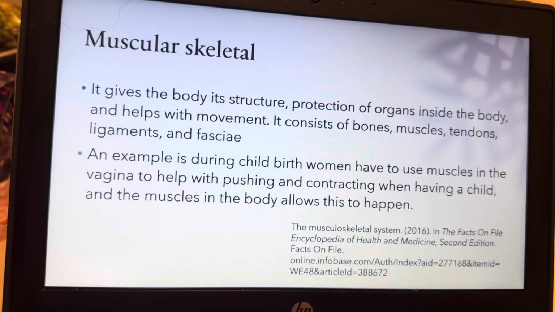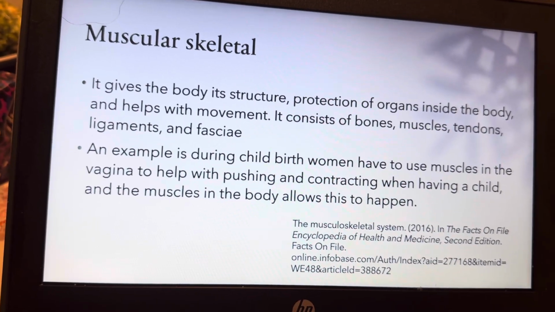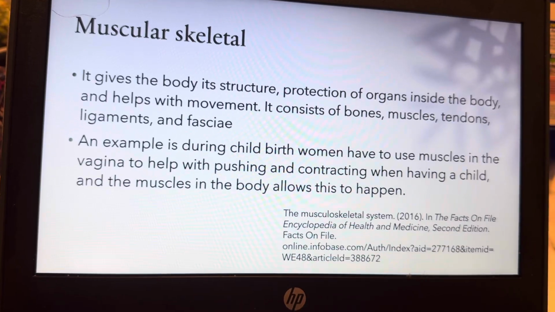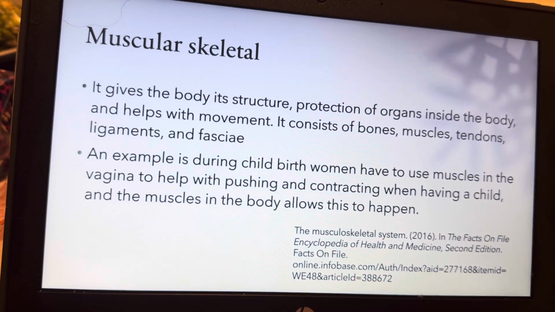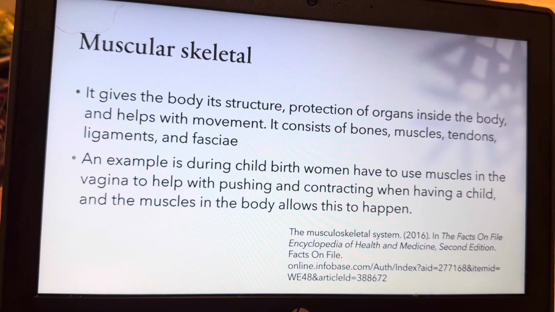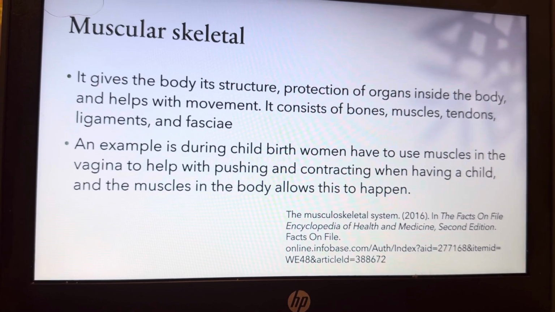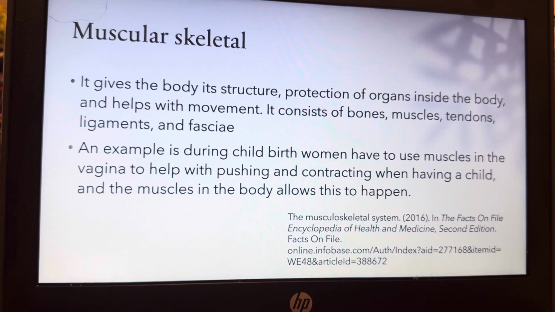And then last but not least, another system that works hand in hand with the reproductive system is the muscular system. It basically gives the body its structure, the protection of organs inside of the body, and it helps with movement. It all consists of bones, muscles, tendons, ligaments, and fascia.